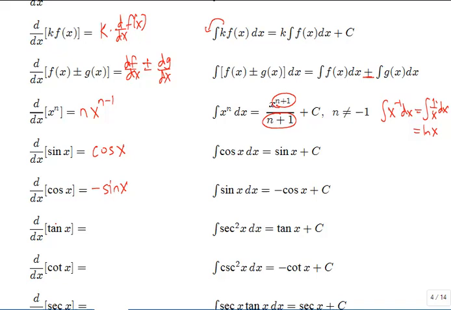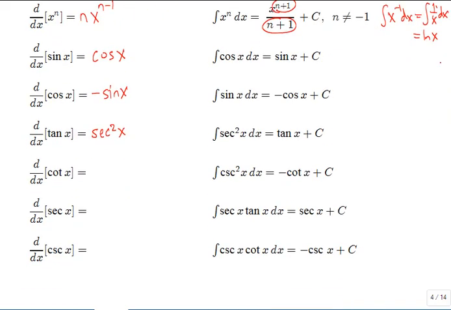We know that the derivative of tangent is secant squared. So the integral of secant squared will be tangent. We know that the derivative of cotangent is minus cosecant squared, so the integral of positive cosecant squared will be minus cotangent of x. We know that the derivative of secant is secant times tangent, so the integral of secant times tangent is secant back again.